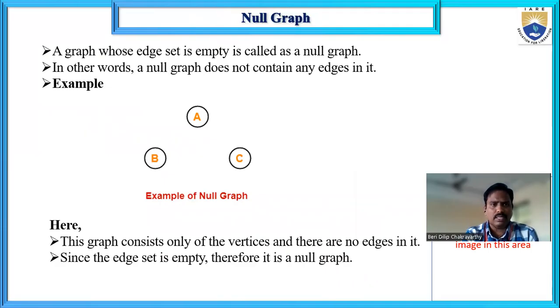A graph whose edge set is empty is called a null graph. So first we'll discuss the null graph. If you observe, there are three vertices A, B, C, but there are no edges between these vertices. So we'll say this is a null graph. In other words, a null graph does not contain any edges. This graph consists only of vertices, and there are no edges in it. Null graph means it doesn't have any edges.